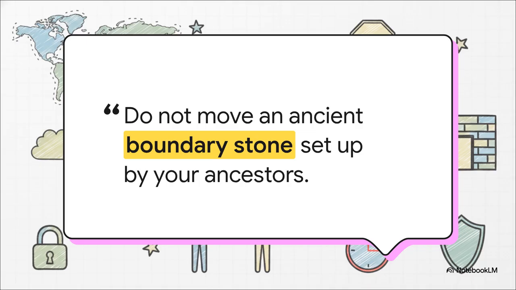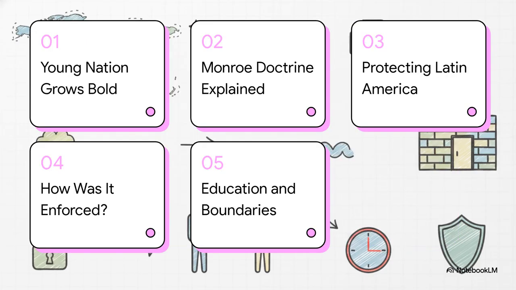Now, back in ancient times, boundary stones were these massive physical markers that established exactly where one person's property ended and another's began. Moving them? That was a serious violation of trust and law. Today, we're looking at a time in history when the United States set up a giant, invisible boundary stone for an entire hemisphere. So, here's our roadmap for today.